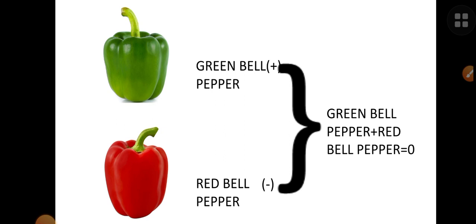Now we are going to use the concrete method of subtraction of integers. For that, we are going to use green bell pepper and red bell pepper. Green bell pepper indicates positive numbers. Red bell pepper indicates negative integers. And one green bell pepper added with one red bell pepper gives 0.